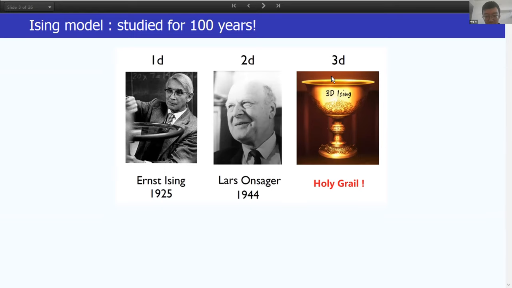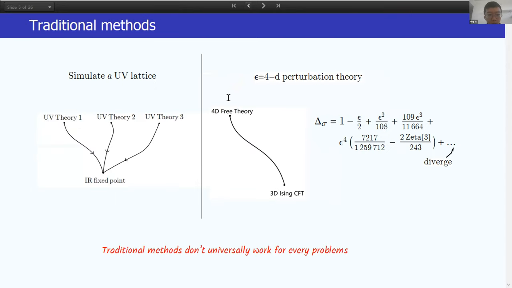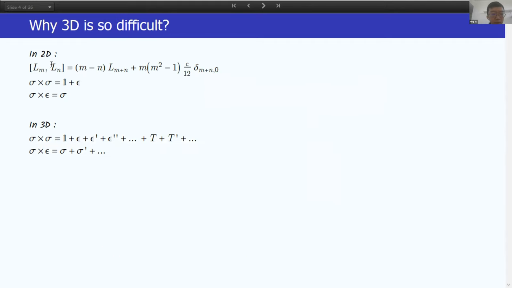But in three dimensions, we don't have an exact solution. I think it's a holy grail problem. So why is three dimension so difficult? In two dimensions, we have the Virasoro symmetry. So in this way, the fusion rule is finite. This is the fusion rule for the two-dimensional Ising model. So only a finite number of fields enter the theory.